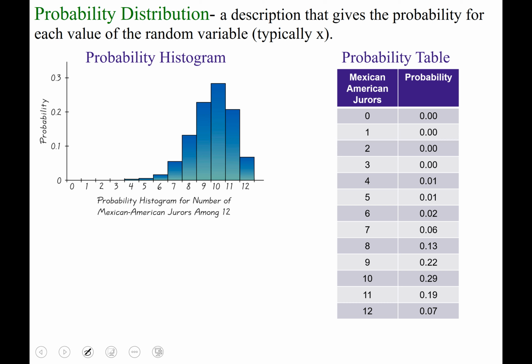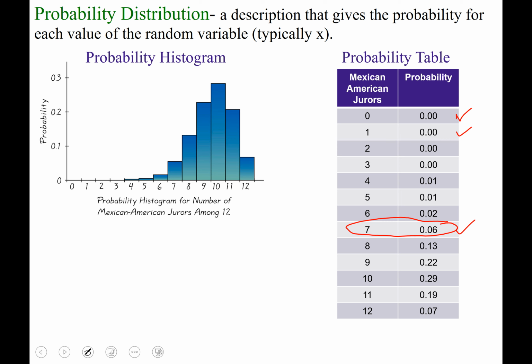All right, I want to ask you a couple questions. Question number 1. Using the probability table, what is the probability of having exactly 7 Mexican American jurors on a jury? If you said 0.06, you got it right. Nice job. What I'm emphasizing with that question is that these probabilities are if you have exactly 0, exactly 1, exactly 7. Let me try to explain through this next question.